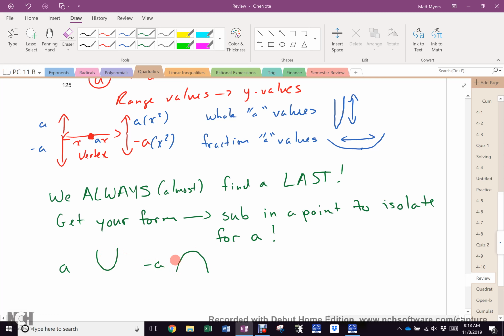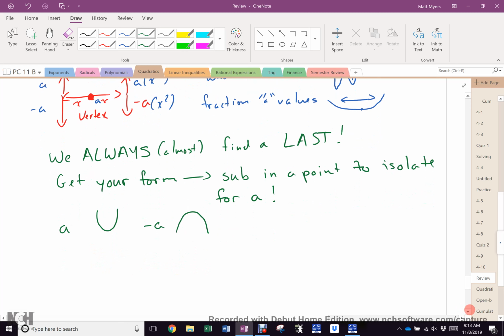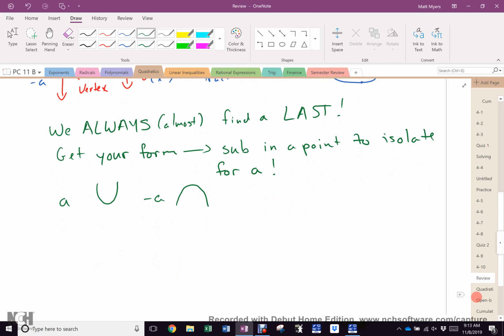A is a tongue, or A is a uvula, negative A is a tongue, according to my grade 10s. I don't know what their fascination with the word uvula is, but I mean, it is kind of a fun word to say, really.